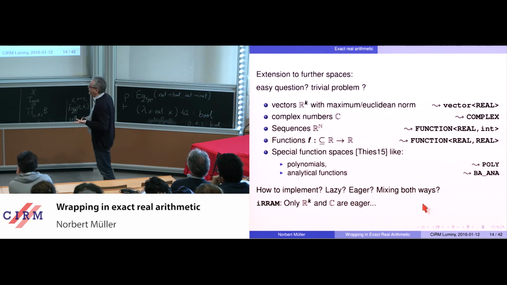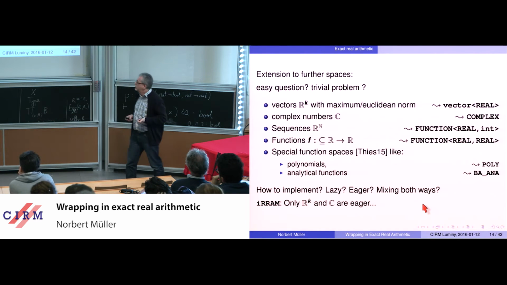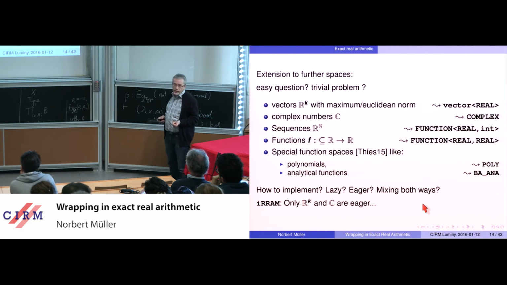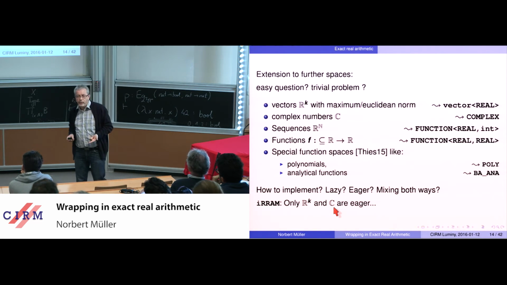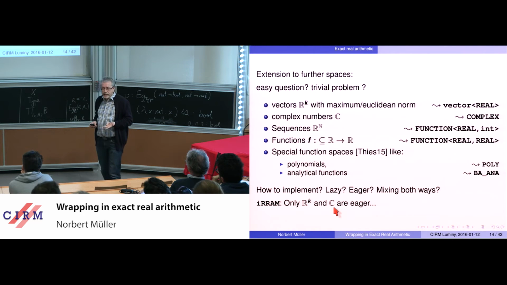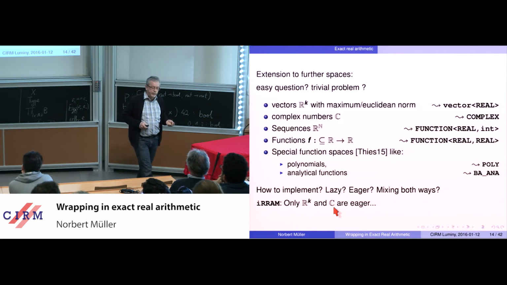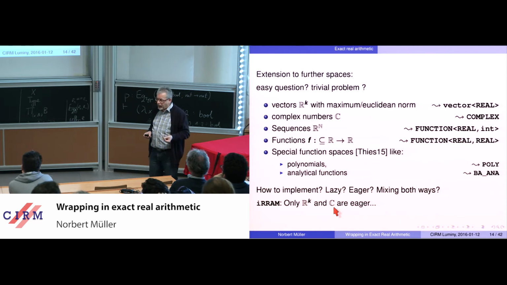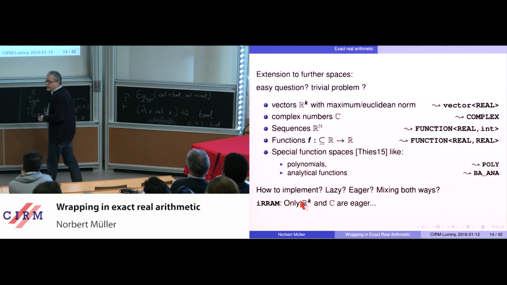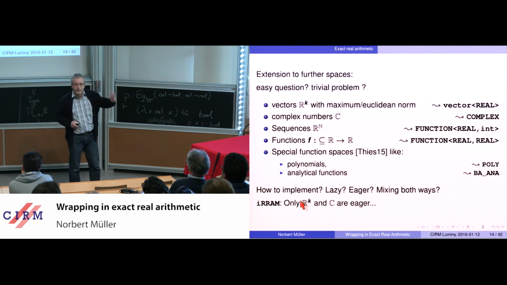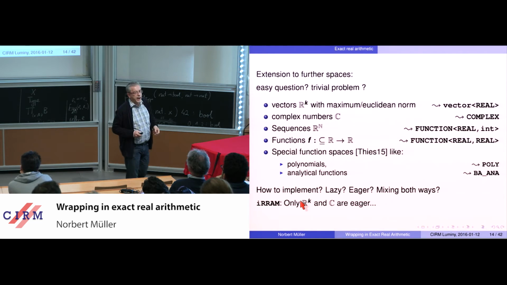So in my library, I mix: the real numbers, the intervals, and the complex numbers are eager, the rest is lazy. Which means even though we are lazy and don't lose information there, we lose information on the real numbers, so even lazy, we have to iterate our computations, because in parts we are lossy.